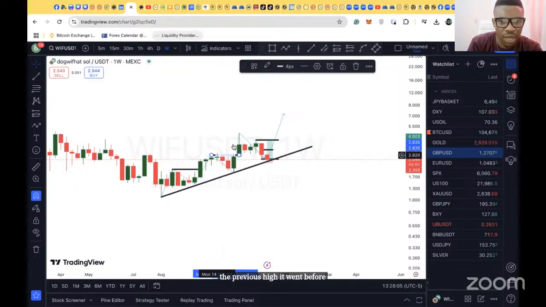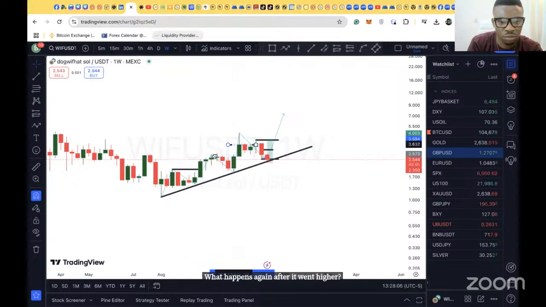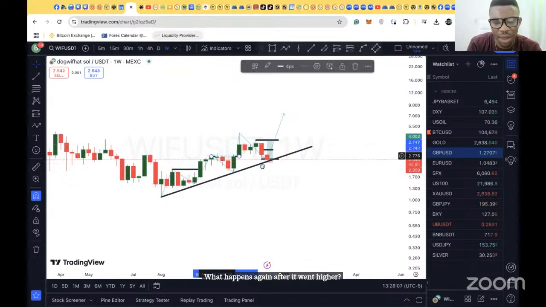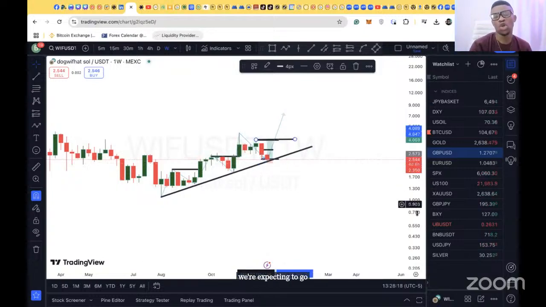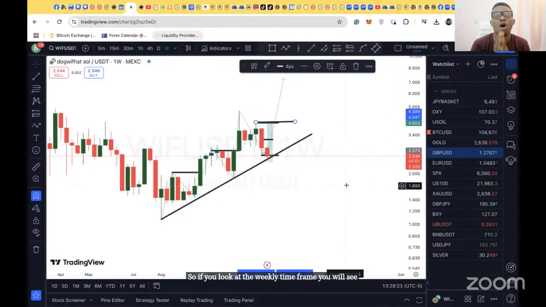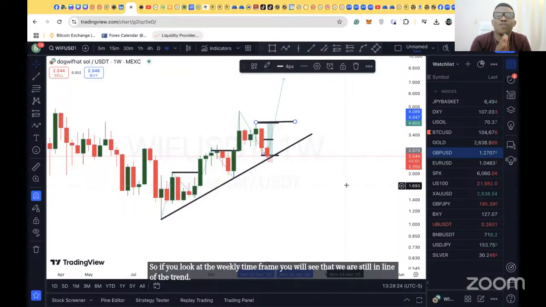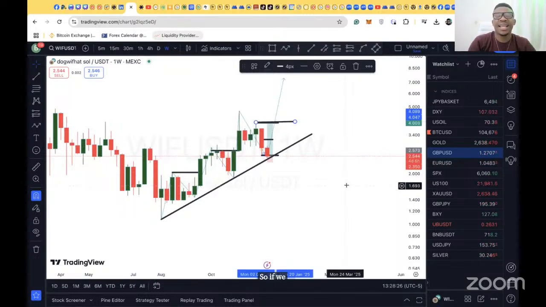What happened again after it went higher? It came down again and hit the support level. This time around, we're expecting it to go higher than this particular price. If you look at the weekly time frame, you will see that we are still in line with the trend. So if we find a good buy entry, it's a very sweet one, and we get 1:8.